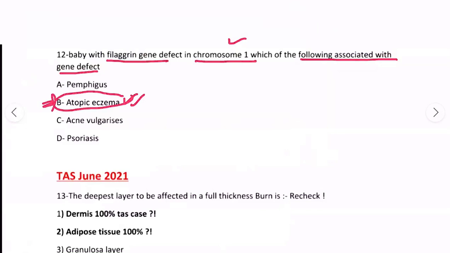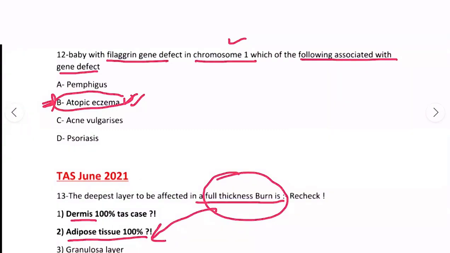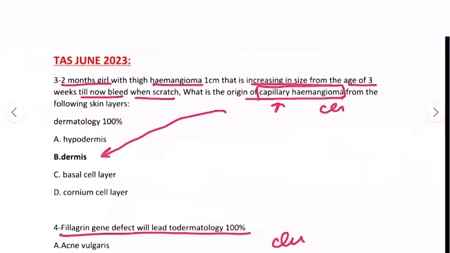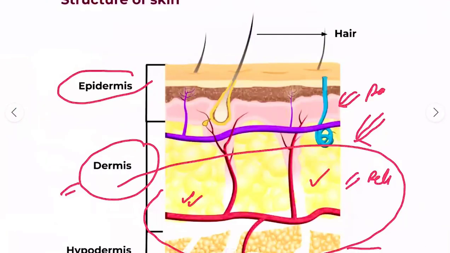Okay. The deepest layer to be affected in the full thickness burn is the dermis or adipose tissue. What happens in the full thickness? This goes deep down to your layers, that is the adipose tissue. If we see the structure of the skin, see here, this is the hypodermis where the adipose tissue is present in the full thickness burn. There is no pain. Why? All the nerve endings are also destroyed. So it goes deep down to your dermis.